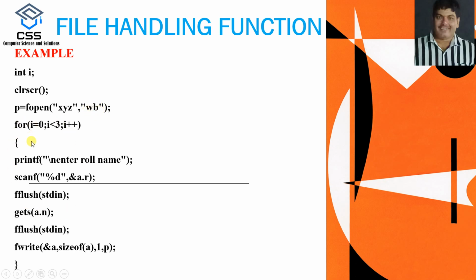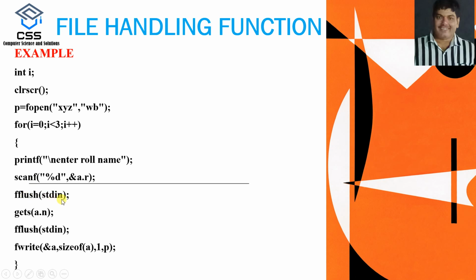How many times will the loop continue? As the example is given 3 records, 0 is less than 3, yes, it asks to enter roll and name. First A.R is entered, then A.N is entered. That record is written into the file the same way: fwrite, address of variable, size of structure variable, 1, file pointer P means XYZ. Like this the loop will continue 3 times, and 3 records will be written.